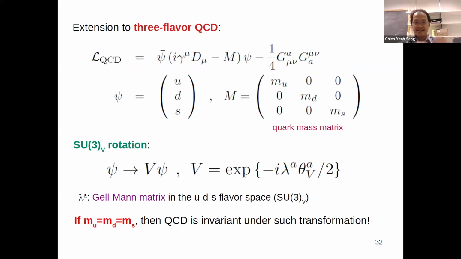And then we can extend this concept of isospin to include 3 flavors, the up, down, and the strange. Now we can write down a similar Lagrangian with 3 quark flavors, and then we generalize the SU2 rotation to an SU3 rotation, and then the generators lambda over 2, where lambda are the Gell-Mann matrices, which have 8 of them, and the first 3 are just the Pauli matrices, and the next 5 will involve a strange quark. So now in this SU3 version, if the up, down and strange quark masses are the same, then QCD is invariant, and we have an SU3 flavor symmetry.